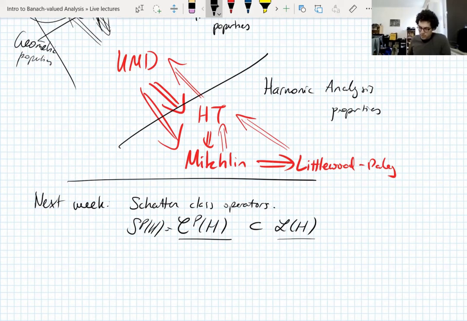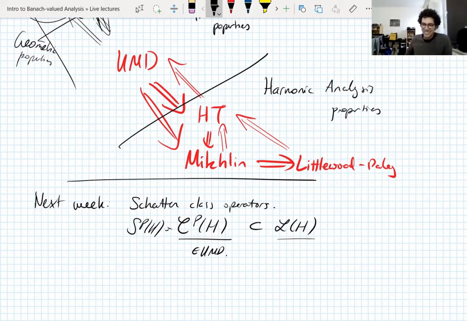And you can prove some operator theoretic things using the UMD stuff, because it turns out these spaces are all UMD. But we're going to have to prove that they're UMD. We're going to do that by proving that the Hilbert transform is bounded on them. And we know that that implies UMD. That's convenient. Okay, here we go.